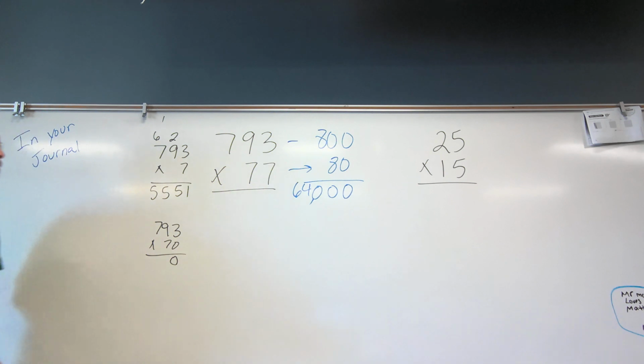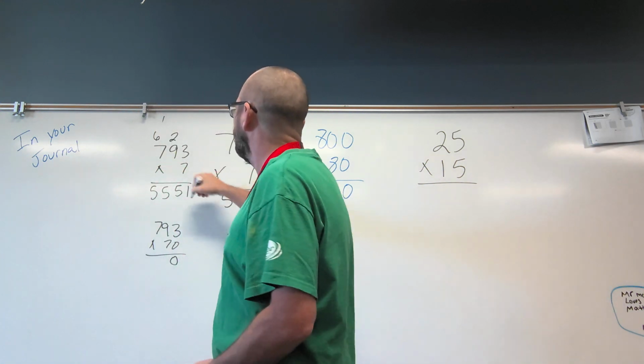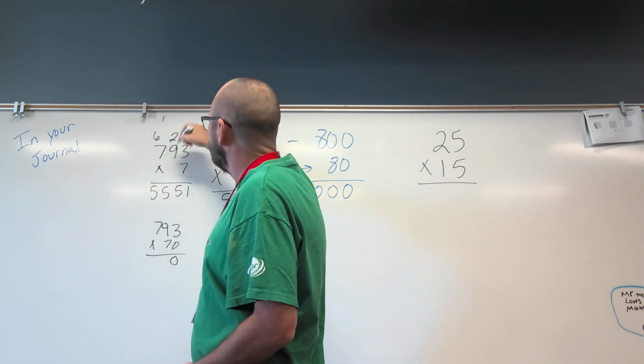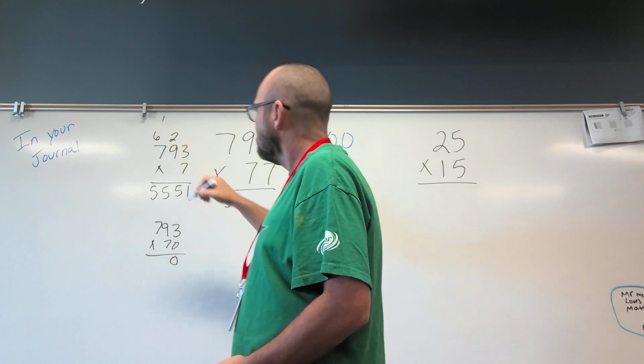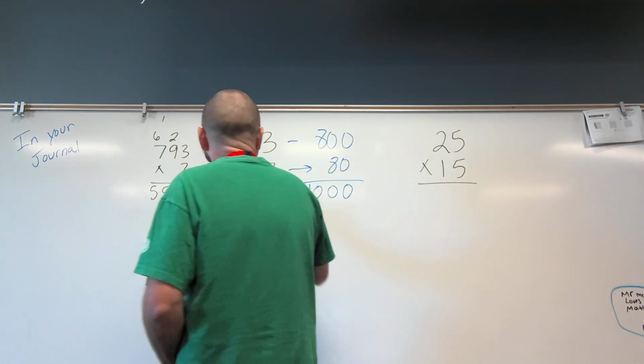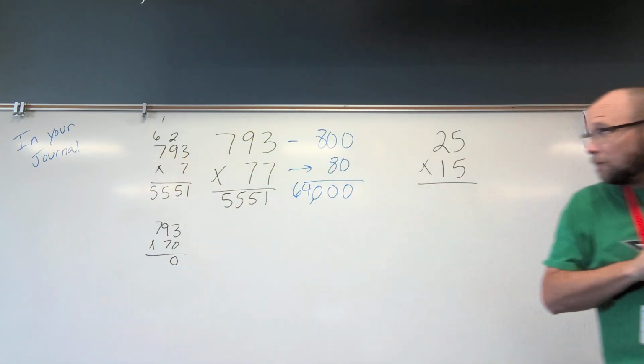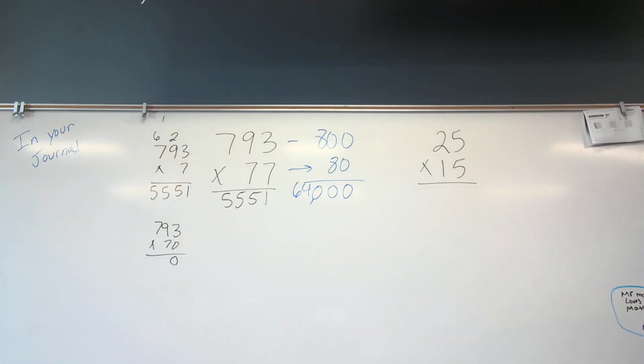Did I do something wrong? No? I got a different answer. Okay, 7 times 3 is 21. 63, 64, oh, 65. Wait, yeah, I got that. I was looking at the wrong one. Oh. Because you started it. All right. So 793 times 7 is 5,551.